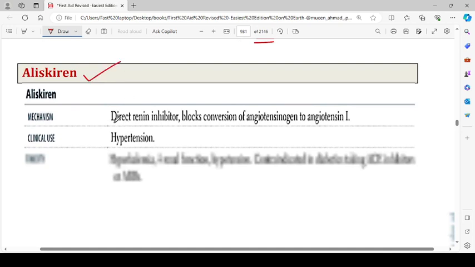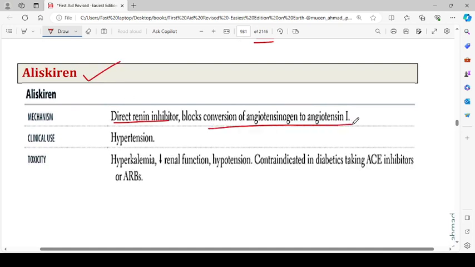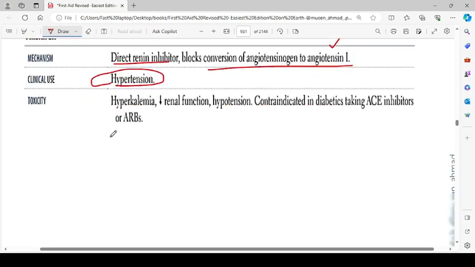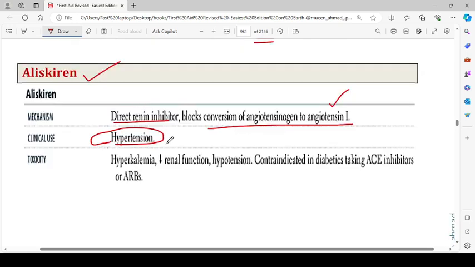Aliskiren mechanism is direct renin inhibitor. It blocks the conversion of angiotensinogen to angiotensin 1. The clinical use is hypertension. Toxicity of aliskiren can cause hyperkalemia, decreased renal function, hypotension, and it is contraindicated in diabetics who are taking ACE inhibitors and angiotensin receptor blockers.